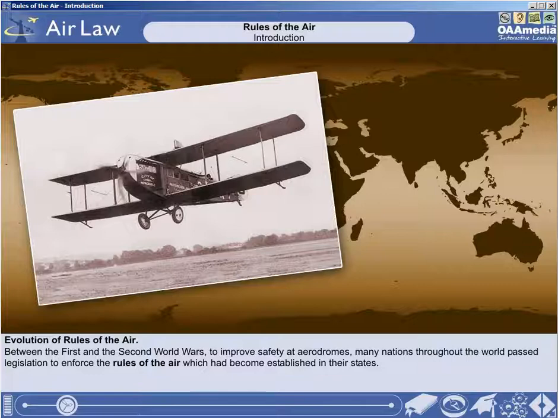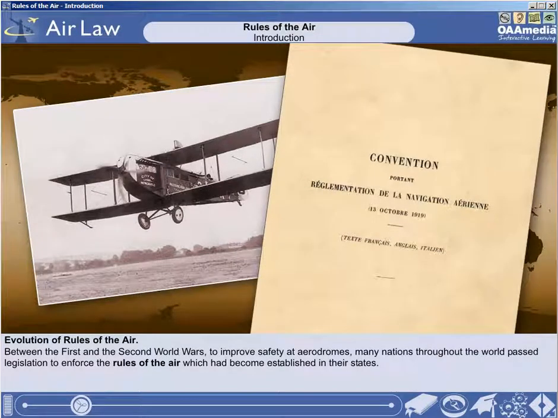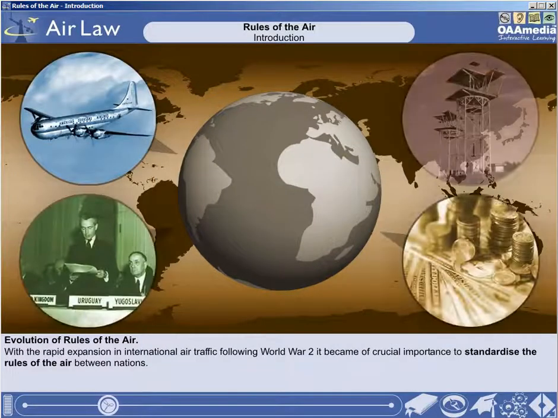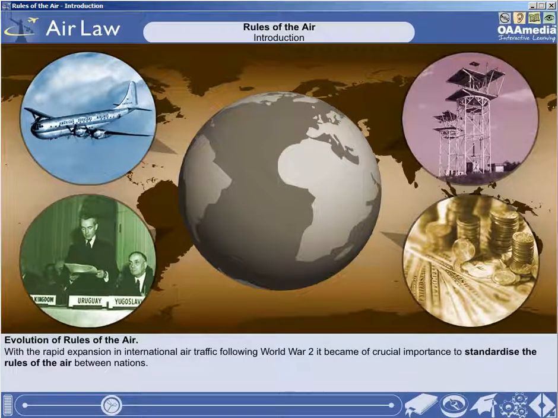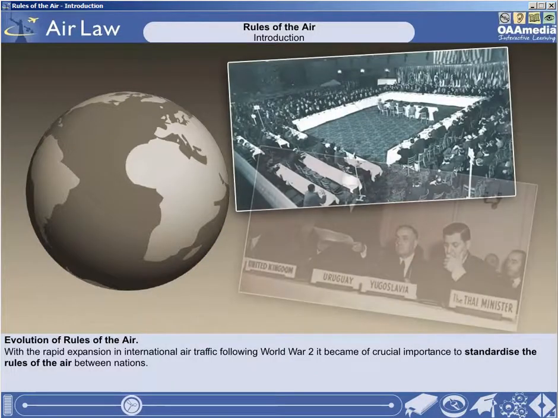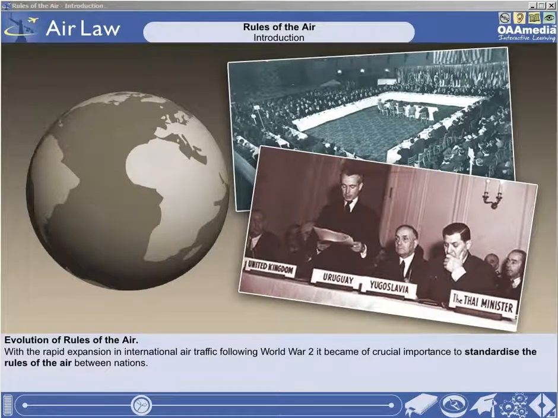Between the First and Second World Wars, to improve safety at aerodromes, many nations throughout the world passed legislation to enforce the rules of the air which had become established in their states. But with the rapid expansion in international air traffic following World War II, it soon became apparent that it was of crucial importance to standardize the rules of the air between the nations. Not unnaturally, then, the topic of rules of the air was one of the first matters discussed at the Chicago Convention on International Civil Aviation held in 1944.